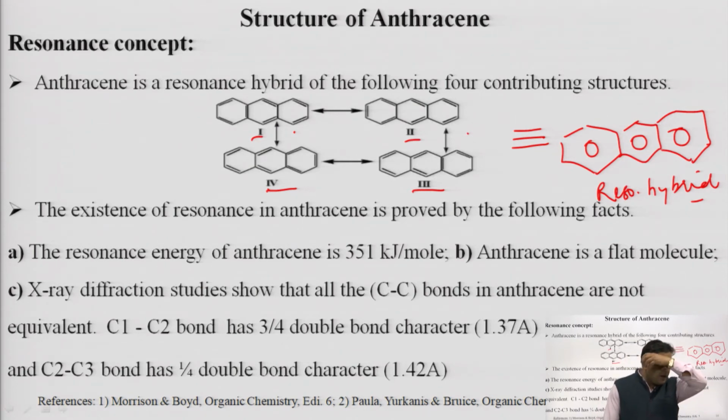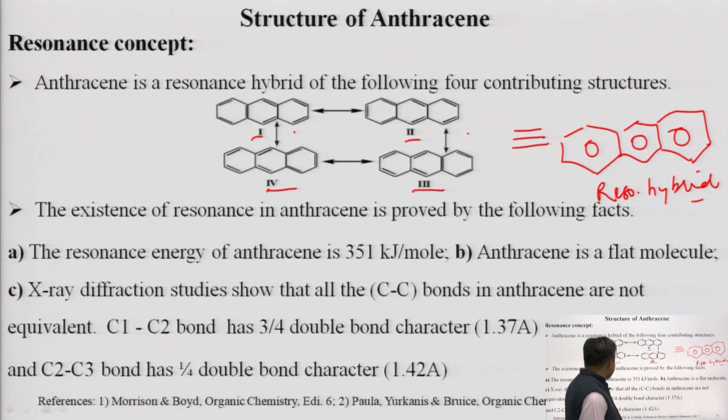Again, the double bonds between the carbon atoms of anthracene are not always equivalent. For example, X-ray diffraction analysis proved that the carbon bonds in anthracene are not equivalent. C1 and C2 bonds have 3/4 double bond character, that is 1.37 angstroms, while C2 and C3 bonds have 1/4 double bond character, meaning a longer bond length, 1.42 angstroms.